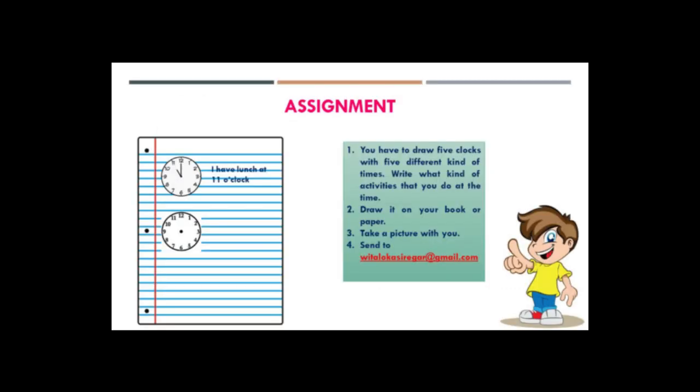Okay, now you have an assignment. You have to draw 5 clocks with 5 different times. Then write what kinds of activities you do at that time. You can see the example here. Then take a picture with it and send it to my email, okay?